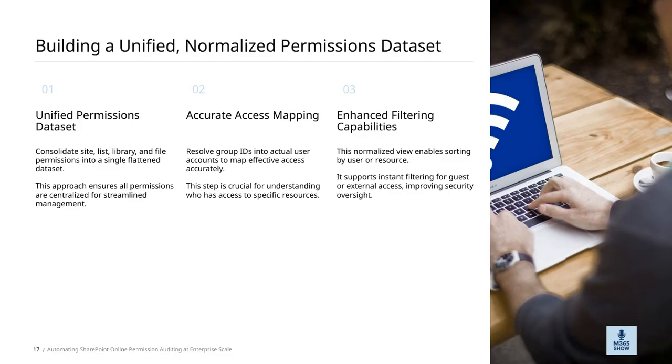Now, let's take a closer look at how this normalized permissions dataset enhances our management capabilities. This view allows us to sort permissions easily by user or resource, making it much simpler to analyze access patterns. It also supports instant filtering, especially for guest or external access, which is crucial for maintaining security oversight.